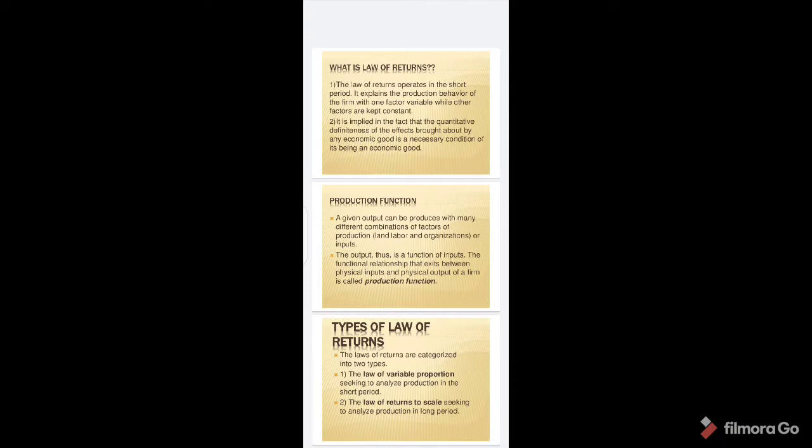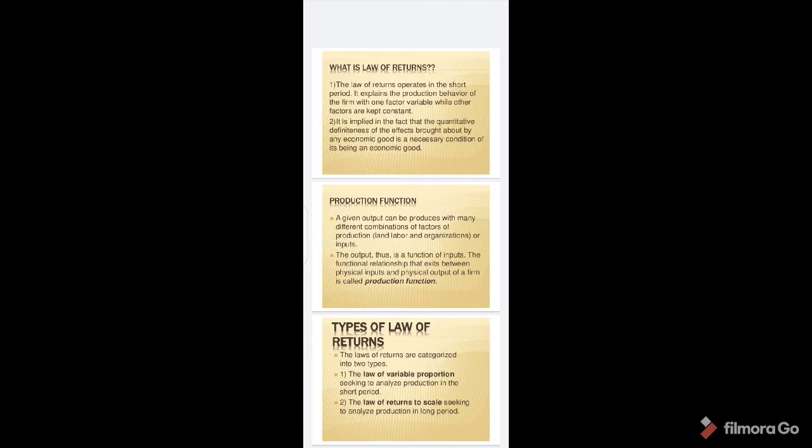Number 1, the law of returns operates in the short period. It explains the production behavior of the firm with one factor variable while other factors are kept constant. Number 2, it is implied in the fact that the quantitative definiteness of the effects brought about by any economic good is a necessary condition of its being an economic good. This means that when the other factors of production, keeping one factor constant, are increased, then how would the process of production be influenced?